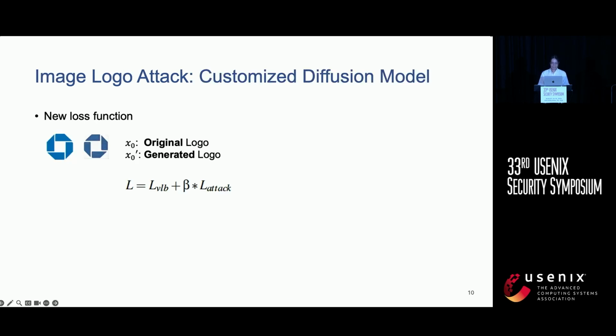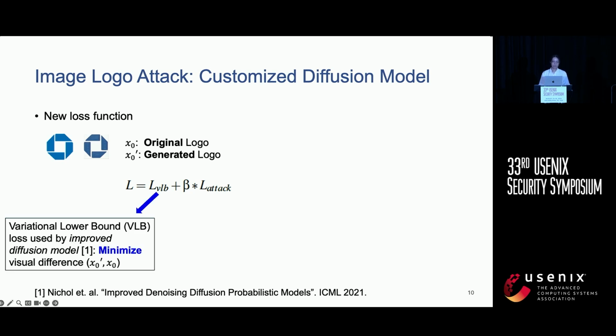For image logo attack, we define a customized diffusion model. For the original logo X0 and the generated logo X0 prime, we define this new loss function. LVLB refers to the variational lower bound estimation loss used by the improved diffusion model. The goal of this loss is to minimize the visual differences between the generated and the original logo.